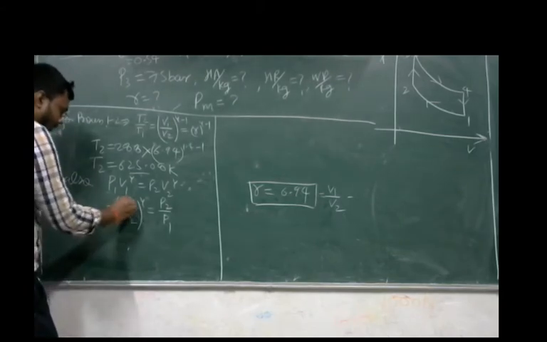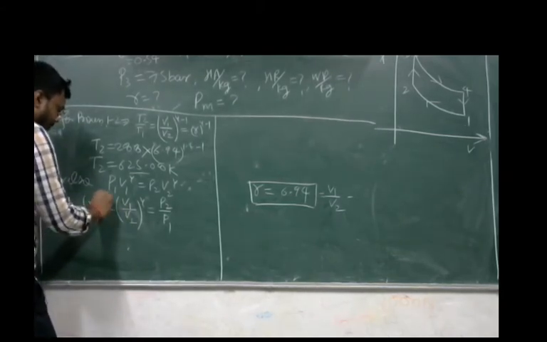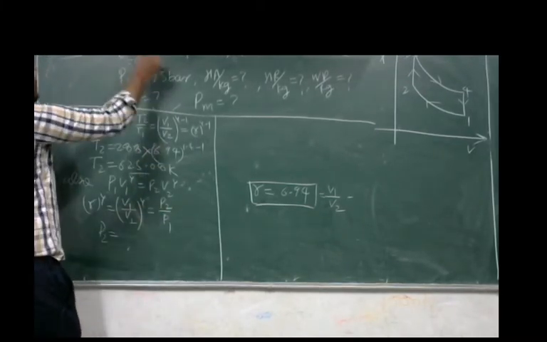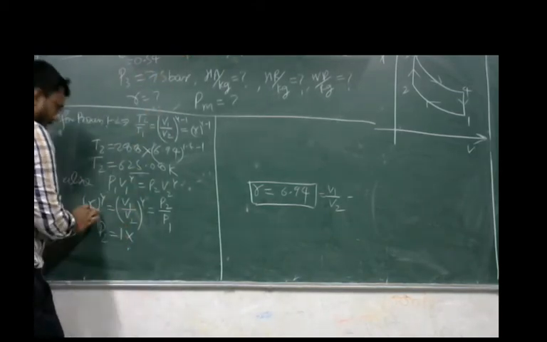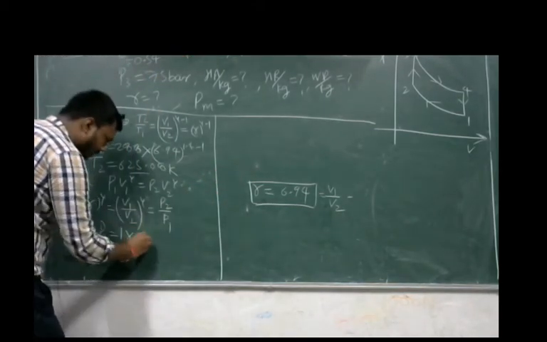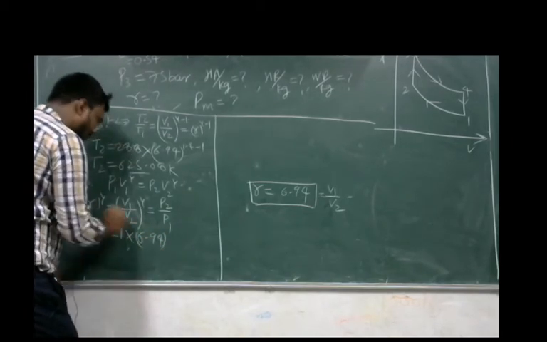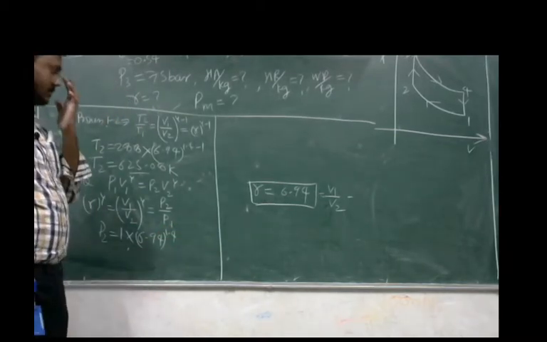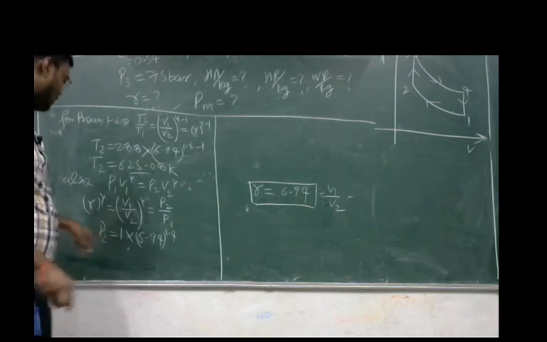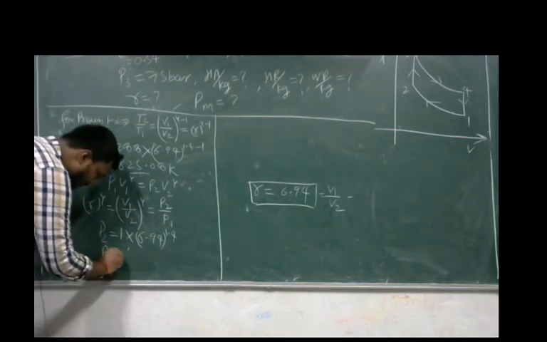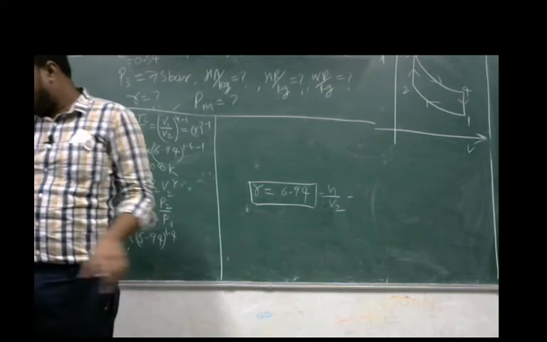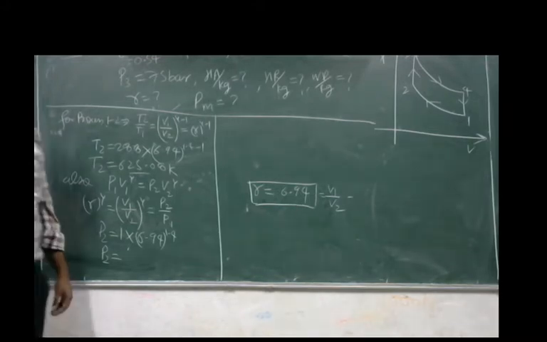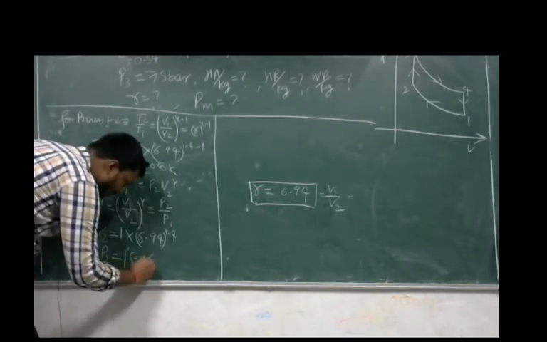V1 by V2 is nothing but compression ratio r to the power gamma. So to calculate P2, P2 is equal to P1, which is 1 bar, into r equal to 6.94 to the power gamma, meaning 1.4. So we get the value of P2, which is equal to 15.06 bar.